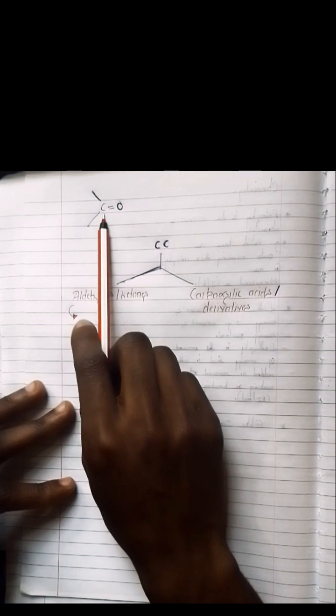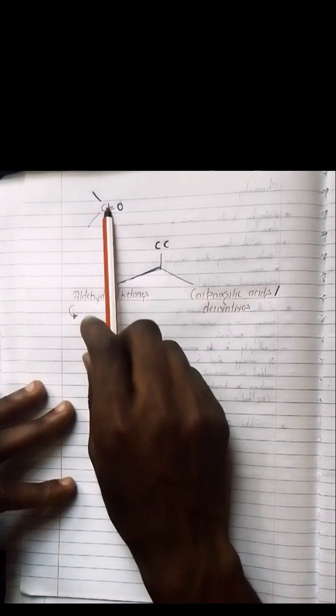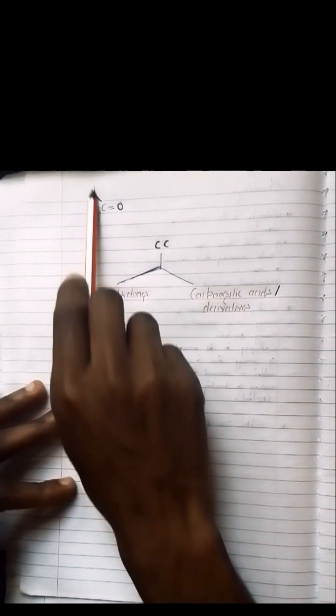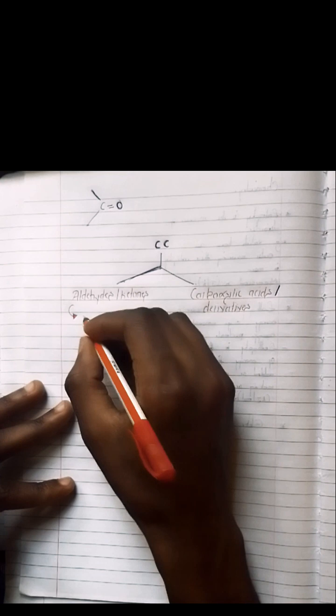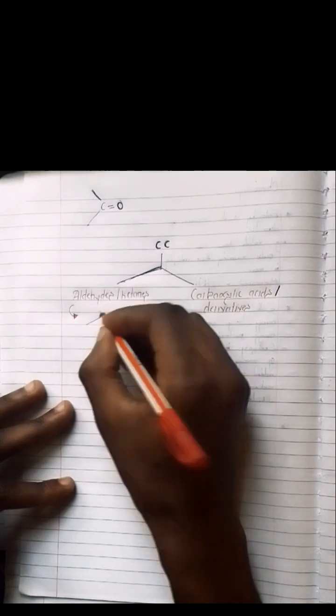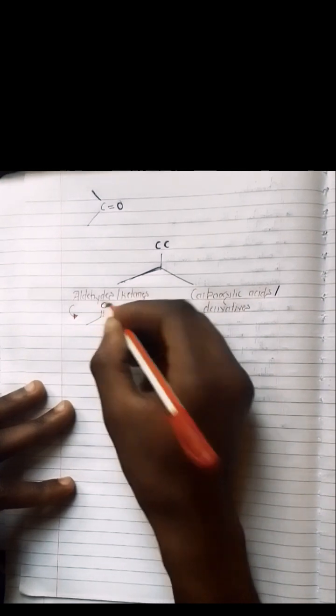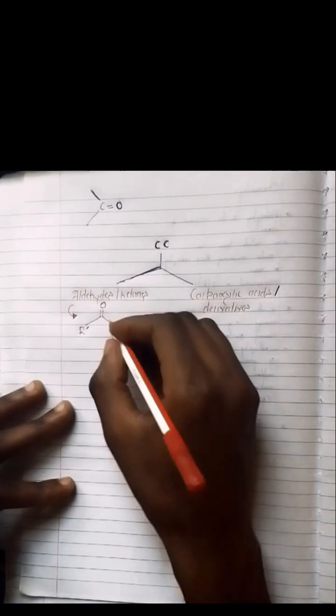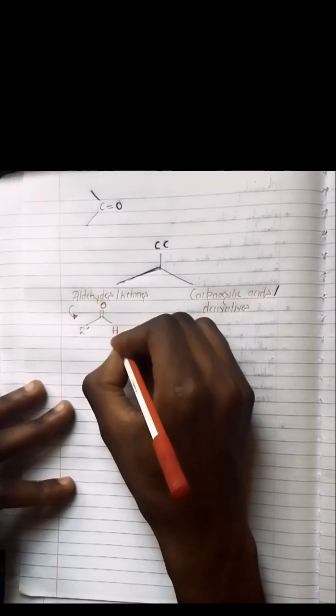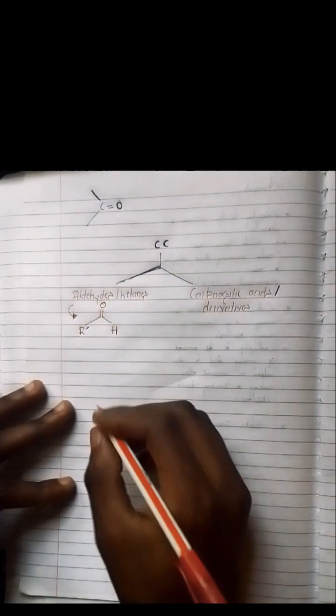Okay, so let me go back. We said when you have a carbonyl functional group, you have C, which is carbon, double bonded to an oxygen, and whatever is there can be different depending on which functional group, right? So an aldehyde functional group will look like this. You have your carbonyl functional group, you have some R group, which can be anything, right? So I'll just say R, and then you have a hydrogen.